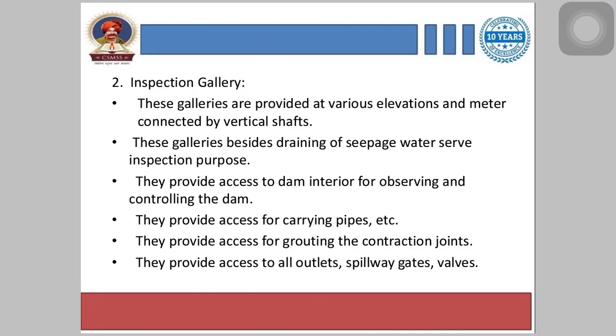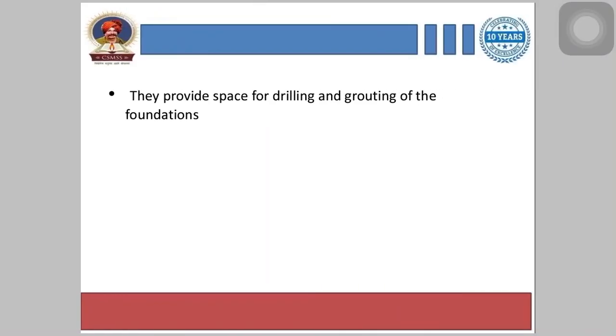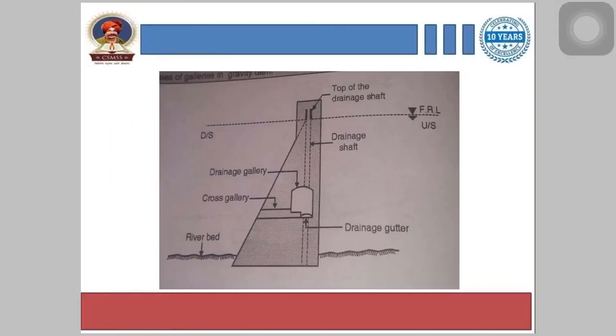There are different types of shapes, and we know that these galleries are provided at various elevations, and they are connected by a vertical shaft. They provide access to the dam interior for observing and controlling the dam. Also, the different shapes of these galleries are given.